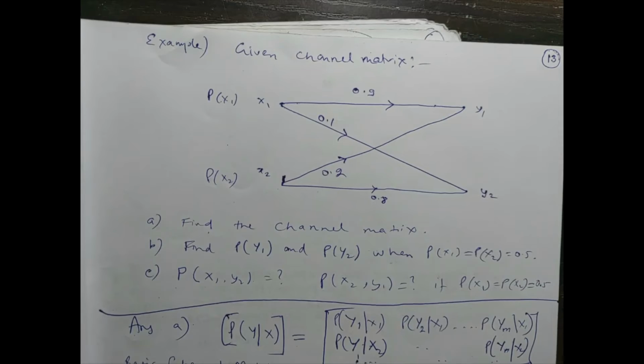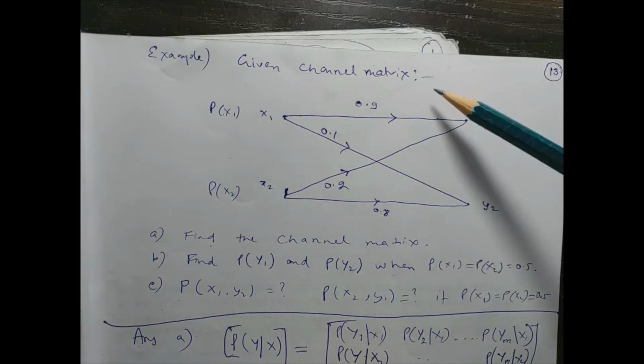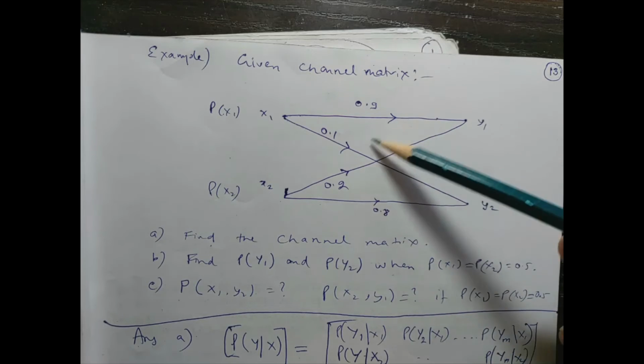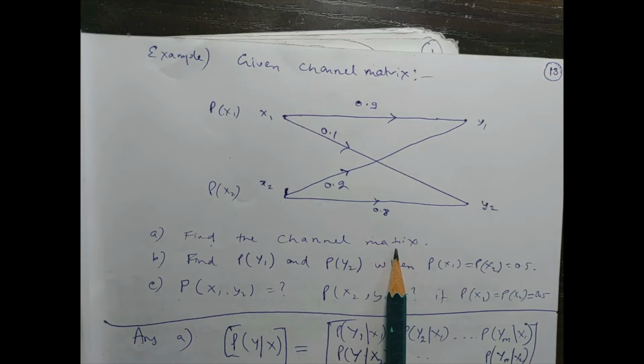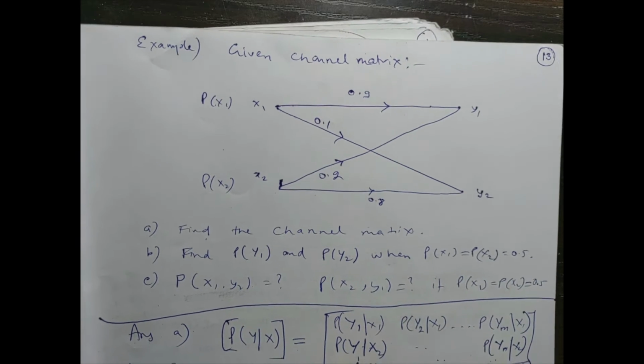Progressing further. Now, since we have done enough introduction, we can go for a question. In your Rajasthan Technical University or any other university exams, you will get this kind of question. There will be a channel matrix given to you in this format. Let us say you have to find the probability of y1 and y2 when the given probabilities of x1 and x2 are these. Also you have to find the joint probabilities. So what will you do?